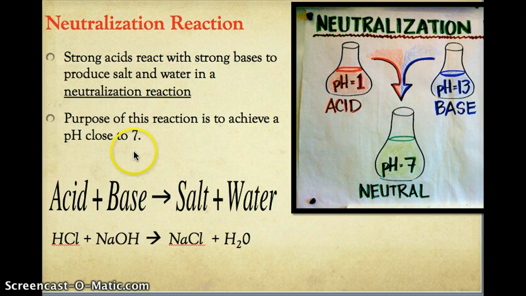Okay, so the way you neutralize is you add a strong acid with a strong base, or a weak acid and a weak base, and that will generate a neutralization reaction. So when you add an acid and a base, it tends to form a salt, not always, but it tends to form a salt, such as sodium chloride. When you mix hydrochloric acid and sodium hydroxide, you're going to form salt and water.